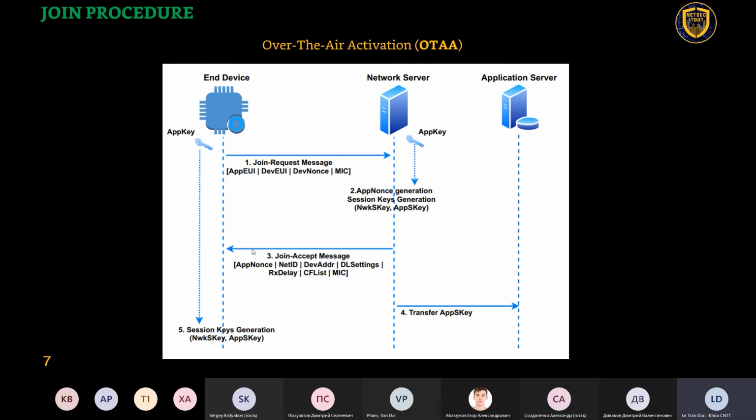The end device, when it receives a join accept message from the network server, will extract the information, authenticate it, and generate the network session key. So the end device and network server will use the network session key to exchange information between them. That's all about the join procedure.